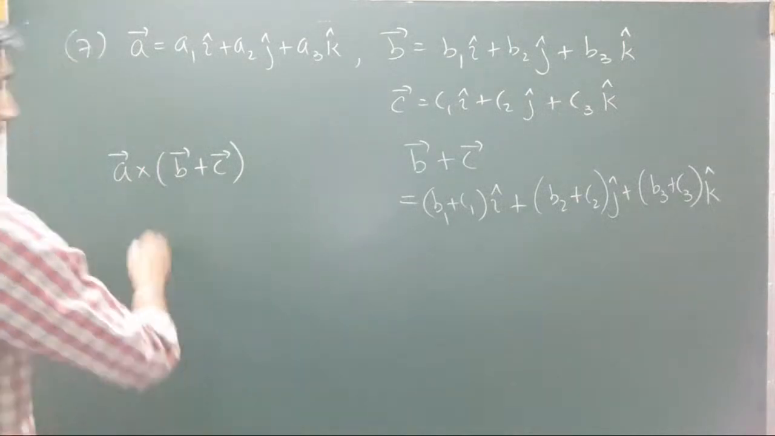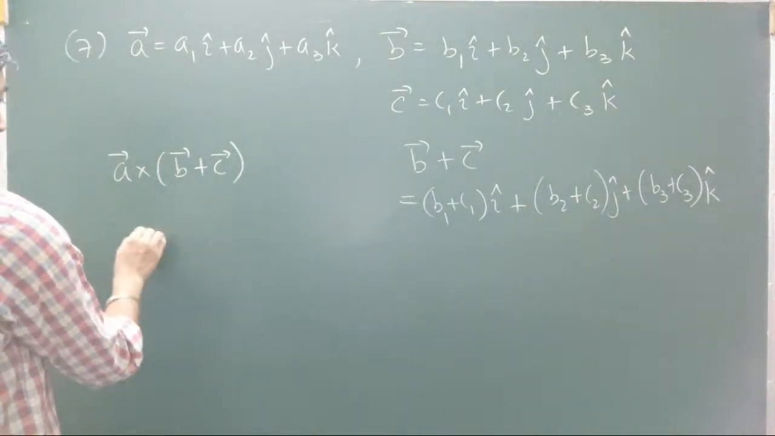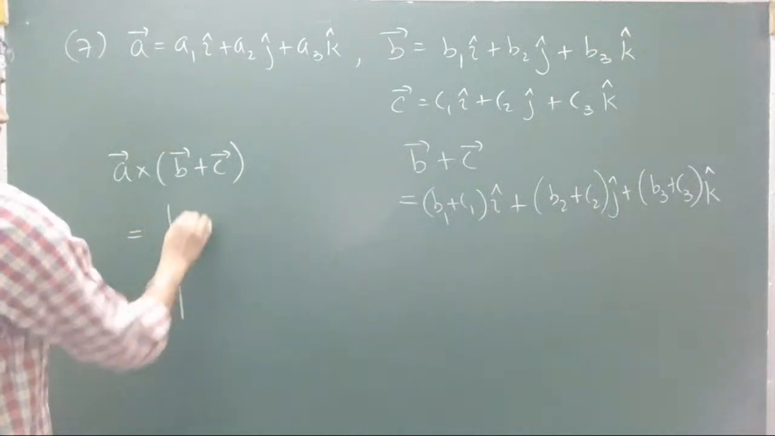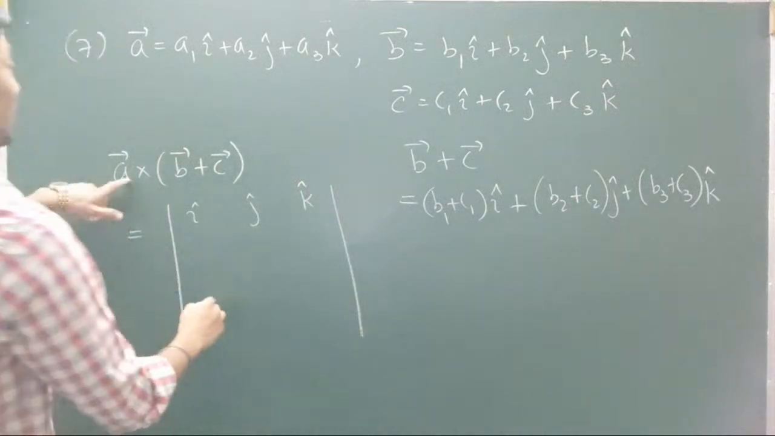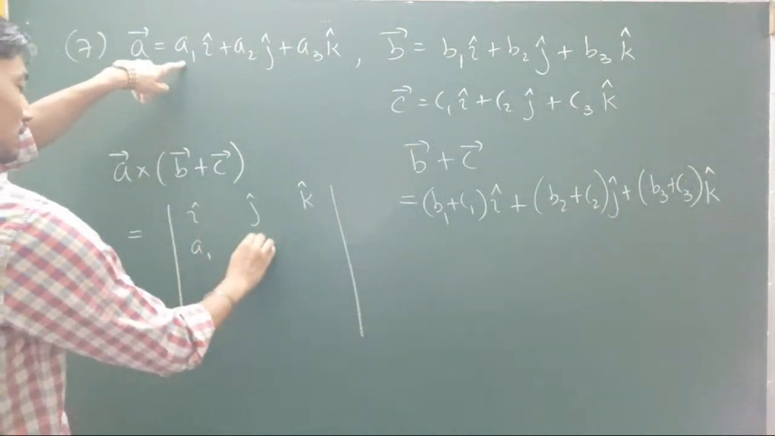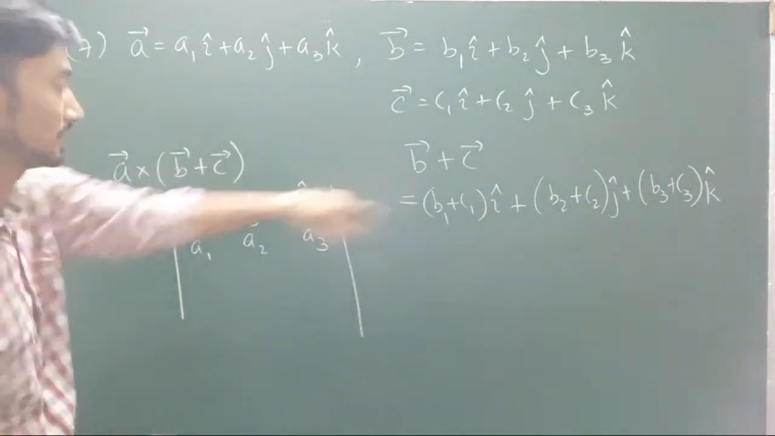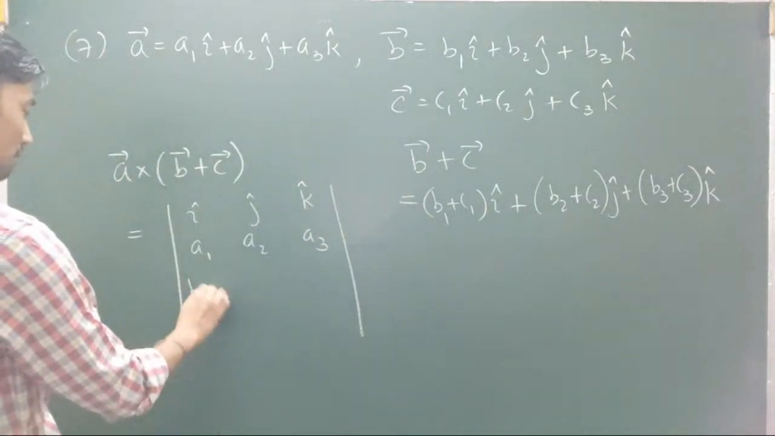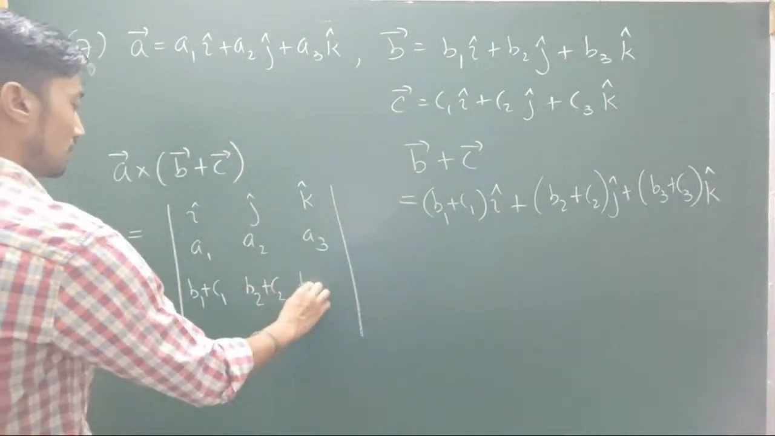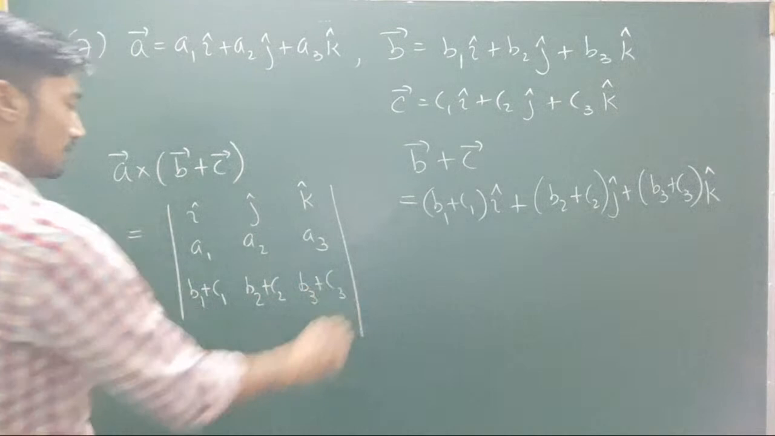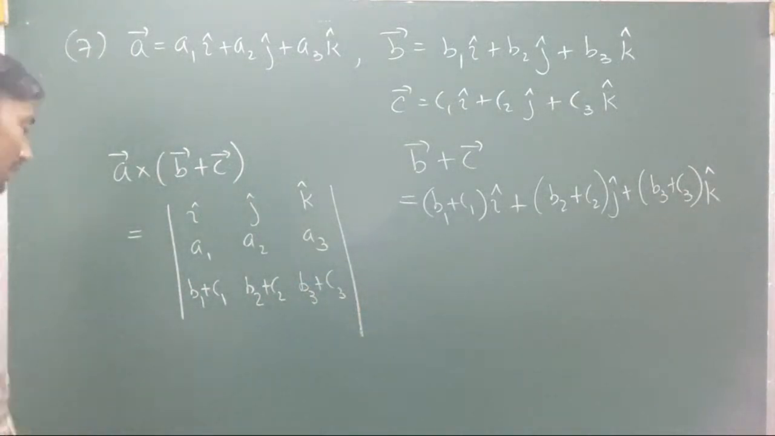So what will be A cross (B plus C)? If you go for A cross (B plus C), we will be having i, j and k, then A1, A2, A3. And what is B plus C? This vector is this one. So only the components B1 plus C1, B2 plus C2, B3 plus C3. Alright, now this is what we have.